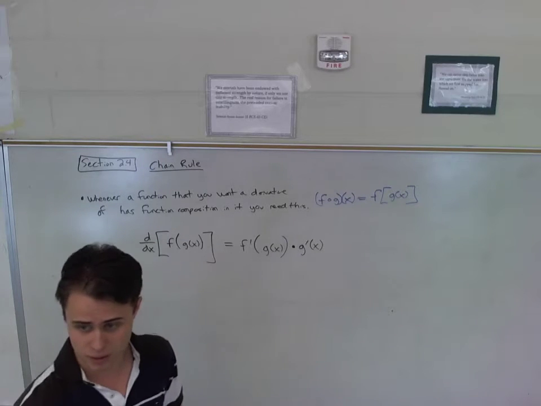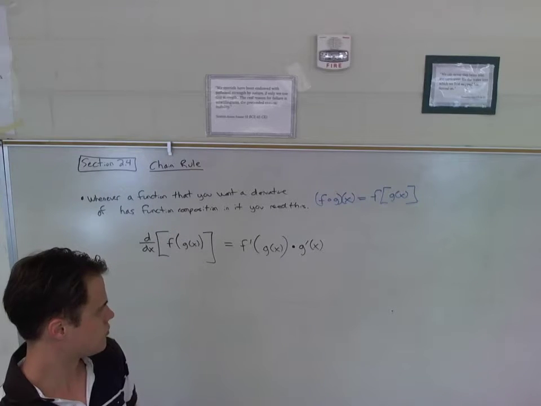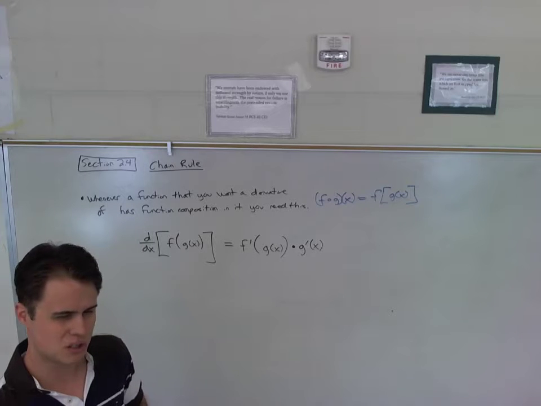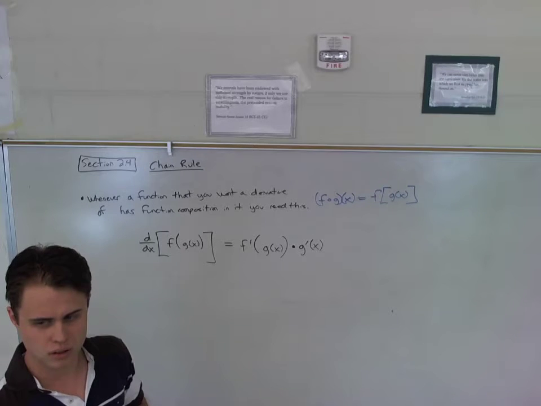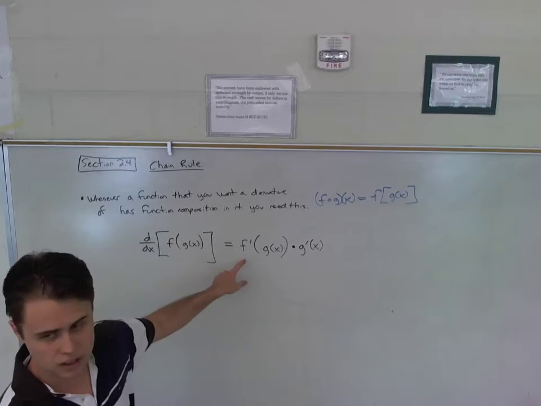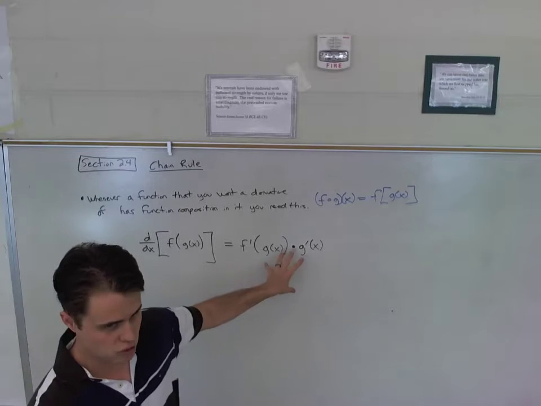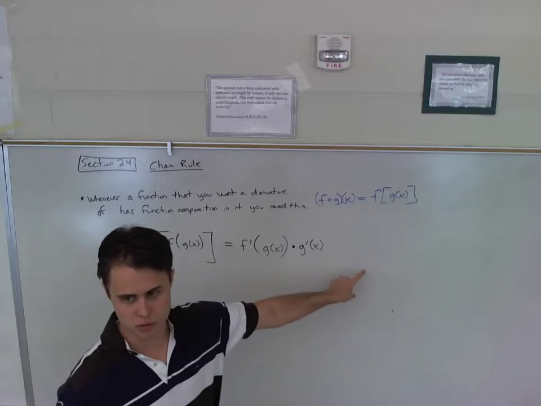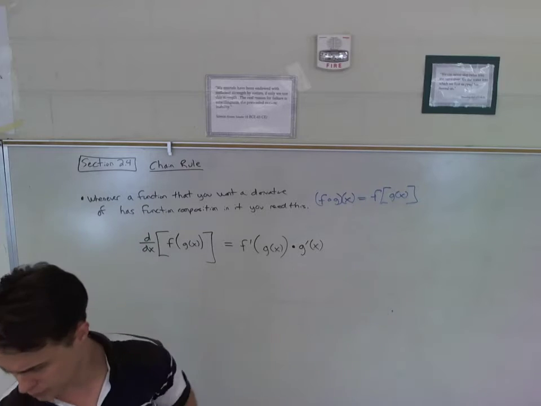So you would solve for g of x and then take the prime of that? What do you mean, solve for g of x? You take the derivative of the outside, leave the stuff inside it alone, and then multiply by the derivative of the inside stuff. Watch.